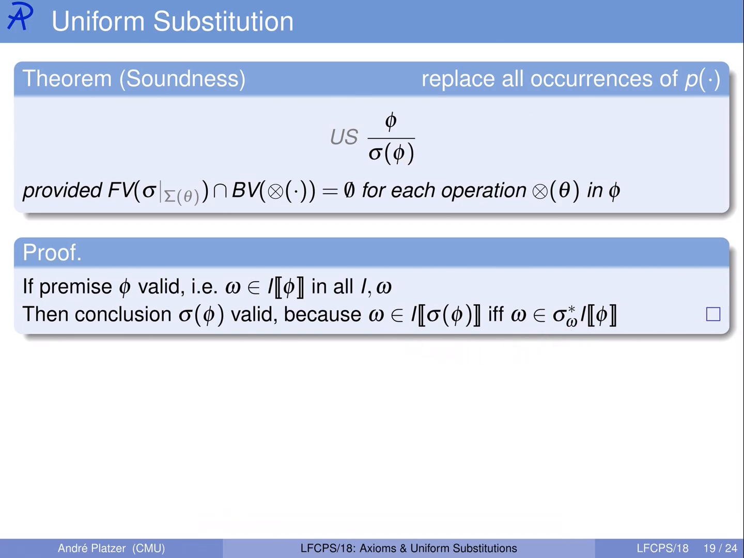In other words, the uniform substitution proof rule will quite easily seem to be sound, resting on the proof of the uniform substitution lemma that you can read up about in an article on differential dynamic logic, uniform substitution, in the Journal of Automated Reasoning 2017.